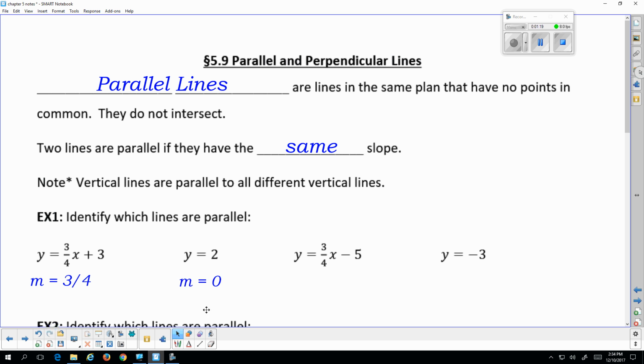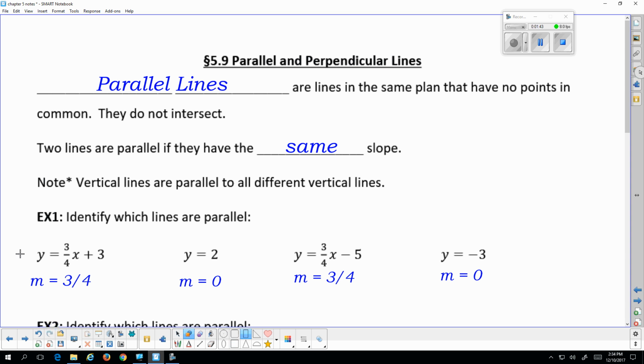The slope is 0. Remember the HOY VUX that we did? If you have just y equals a number, there's no x there, the slope is 0. How about the third one? What's the slope? That's 3/4. And then the fourth one? Our slope is 0.